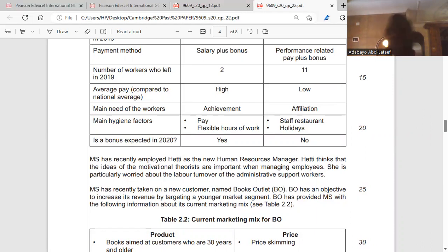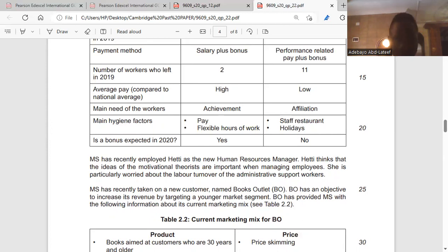So if they don't have holidays, this might demotivate them, and that might make them want to leave. They don't have restaurants here. They don't talk about having a restaurant here. So if workers don't have restaurants that they would really want to have, this might get them demotivated and leave the work. Clear.